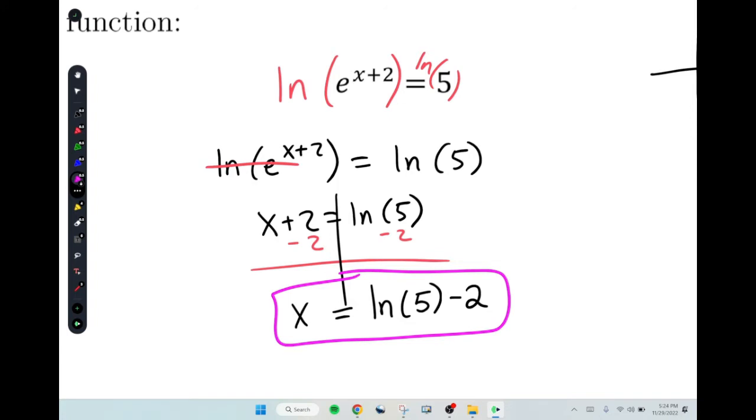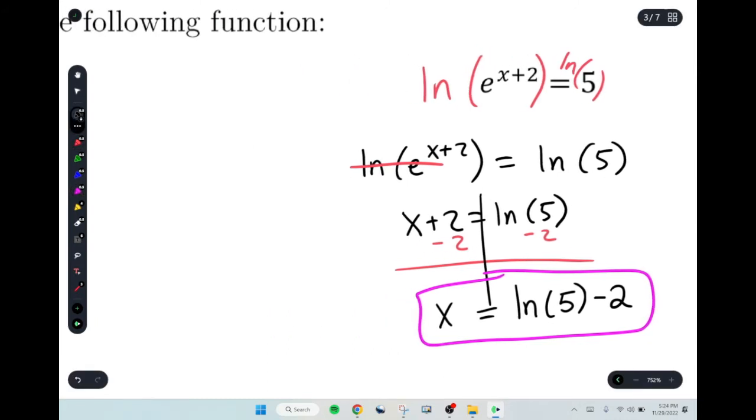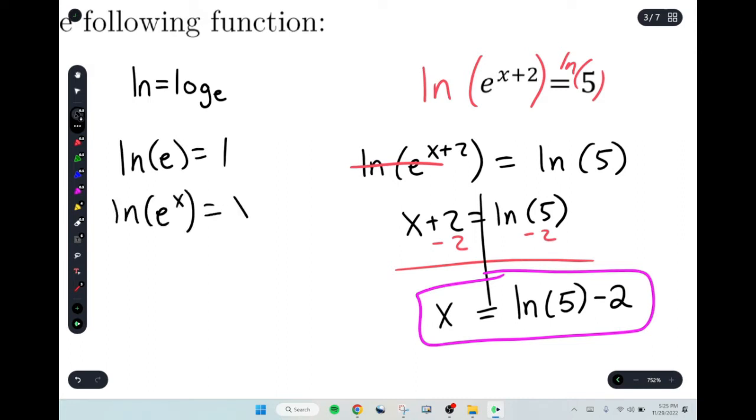Wait, why does the ln and the e cancel? Oh, that's just from the definition of ln, which is literally defined as log base e. They just made a special one, the natural log. So that means that ln of e is 1. That means that ln of e to the x is x. That means that e to the ln of x is x. Because every time, they're canceling. Those canceled, turn into that invisible 1. Those canceled, turn into x.